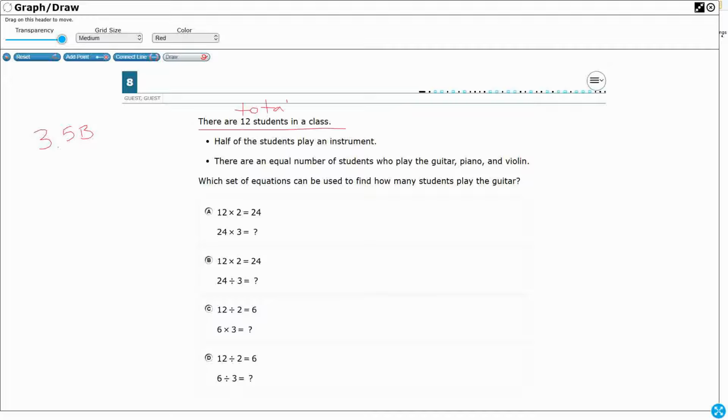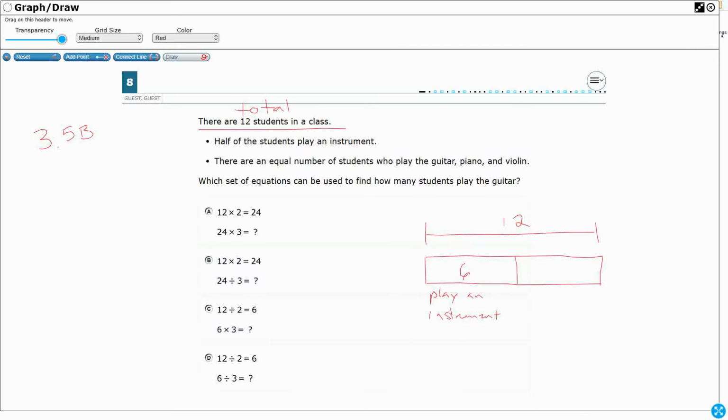Let me draw a strip diagram first. I've got 12 students in a class. So I'm just going to draw this right here. That's my total. Half of the students play an instrument. All right, so I'm going to be cutting this up into chunks. So I'm going to do half play an instrument. I can kind of do that in my head. What is half of that 12? That's going to be 6. So 6 kids, that's half of 12 that plays an instrument.